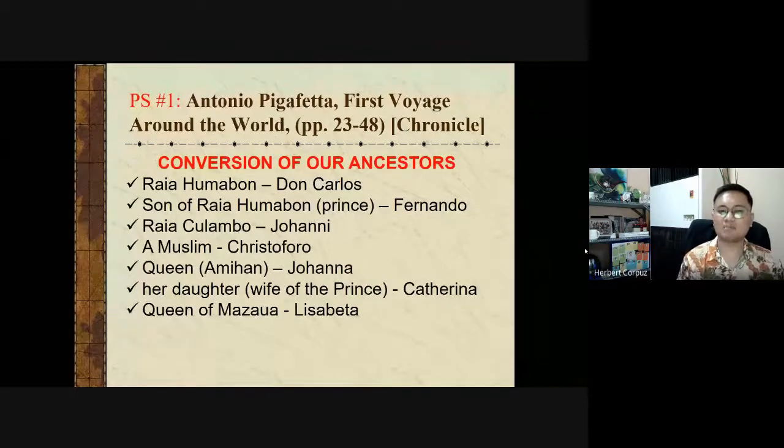Si Raya Humabon, naging Don Carlos. Son of Raya Humabon or Prince of Humabon is Fernando. Si Raya Pulambo, naging Johanny ang pangalan. A Muslim was converted and was called as Cristoforo. Si Queen Amiha, naging Johanna. Yung kanyang anak ay naging Katerina. Yung Queen of Mazawa, yung Limasawa, ay naging Elisabetta.